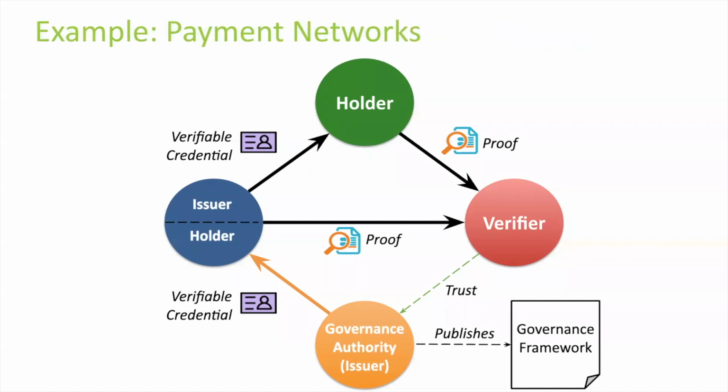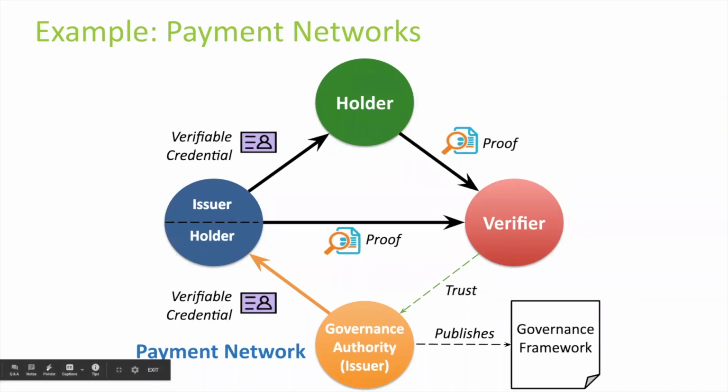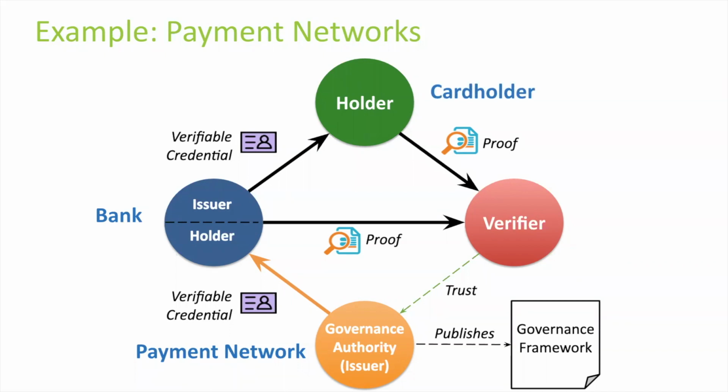I'm going to go through the best known example of all of this, which is how payment networks work today. The governance authority is the payment network. Visa, MasterCard, Discover, they all work this way. And they are authorizing the issuers of credit cards. And those people are called card holders. And they can now use that as a credential to go to any verifier merchant to authorize payment.